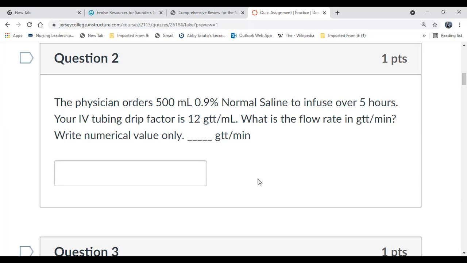So here's our question. The physician orders 500 mLs of normal saline to infuse over 5 hours. The IV drip factor is 12 drops per ml. What is the flow rate in drops per minute? Now let's go to the whiteboard.